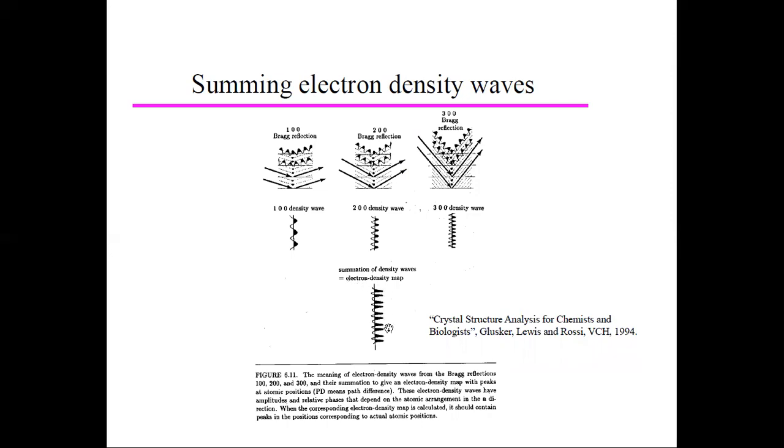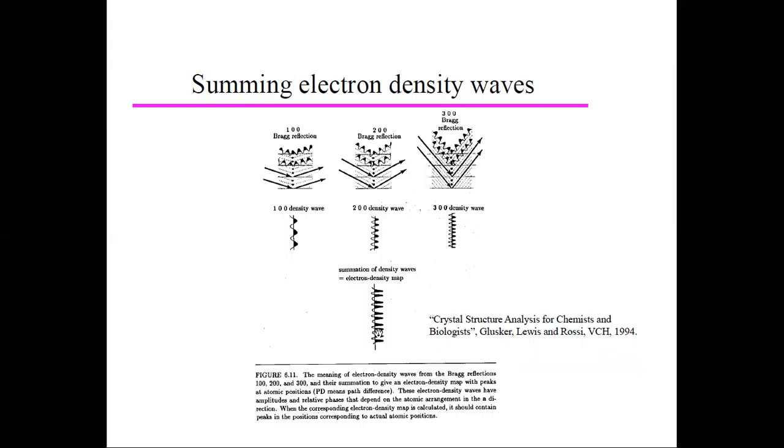This is the electron density wave from the Bragg's reflection 100, 200 and 300. After summing all three atom positions, we should get peaks at different areas, in which the phase difference should change the electron density, with amplitude and relative phases.